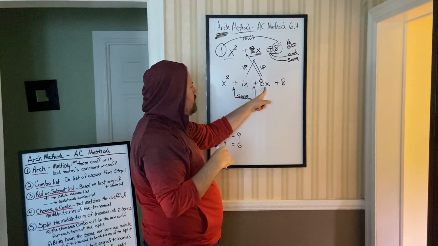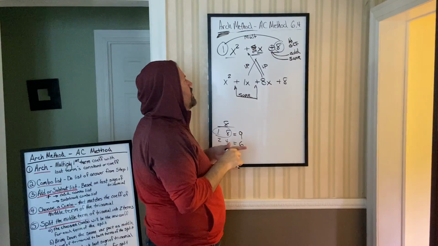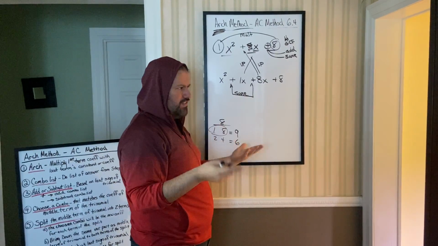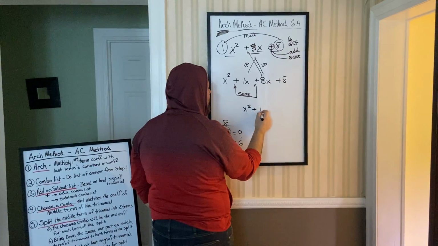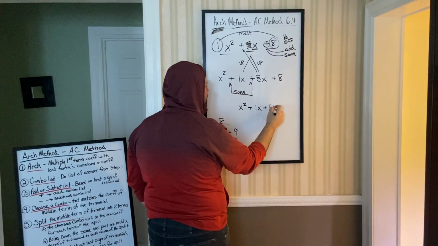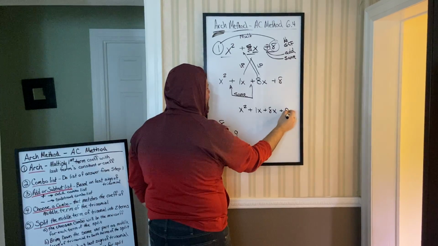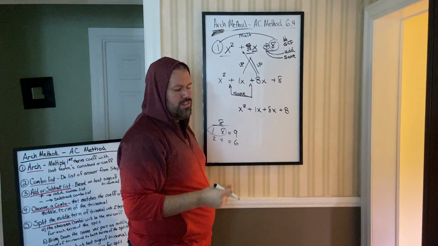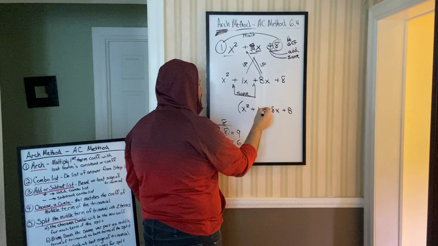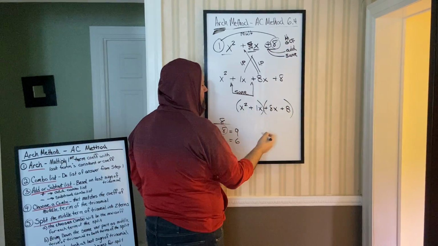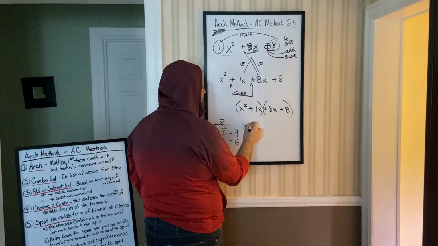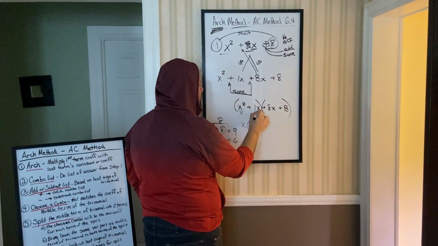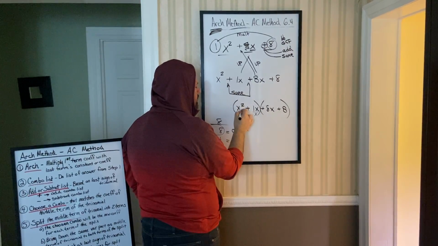Remember, 1, 2, 3, 4 terms. Arch only works if you have 3 terms. So we're done arch. Rewrite it, and when you have 4 terms, the only method we know to factor is grouping. Grouping is where we use the parentheses around the first 2 terms and the last 2 terms. In the first 2 terms, you can take out an x. That's your GCF.